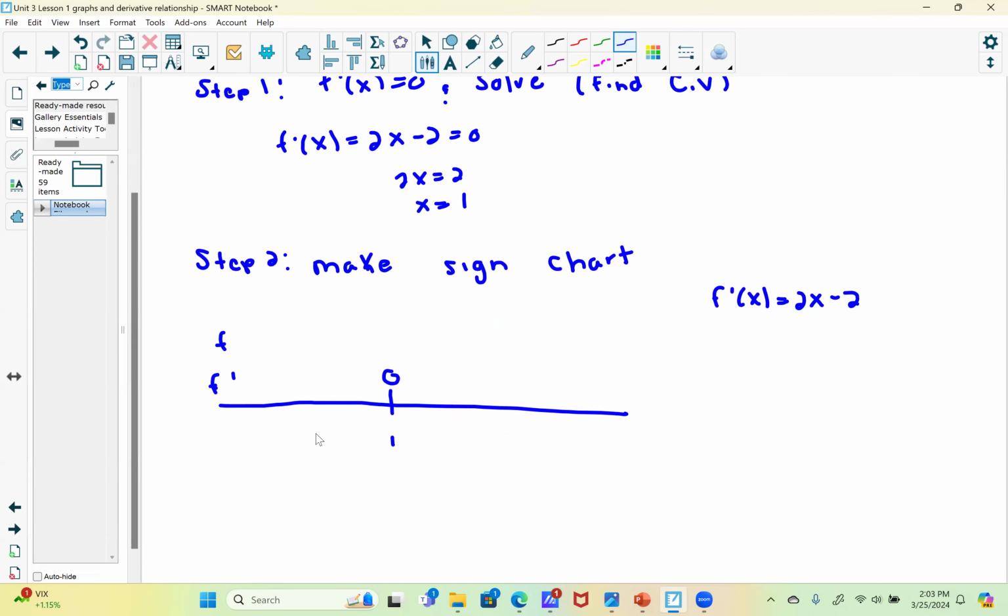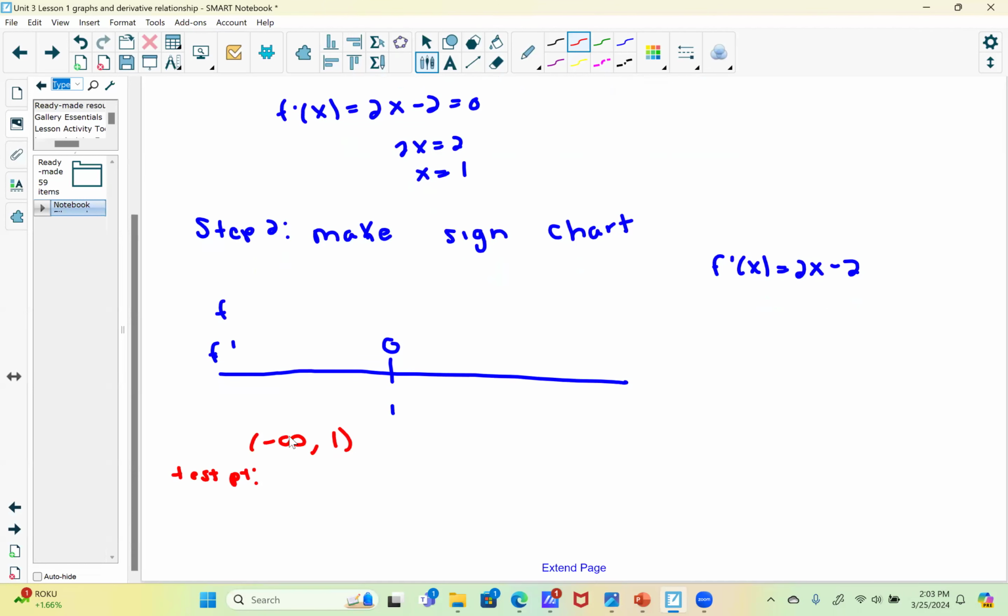So what I'm going to do is pick any number in this interval. So again, this interval is from negative infinity to 1. And I'm going to pick any number in that interval and do what's called a test point. And I'm going to plug that test point into the derivative to figure out if it's positive or negative. The test point I would use in this interval is 0, because 0 is usually very easy to evaluate.